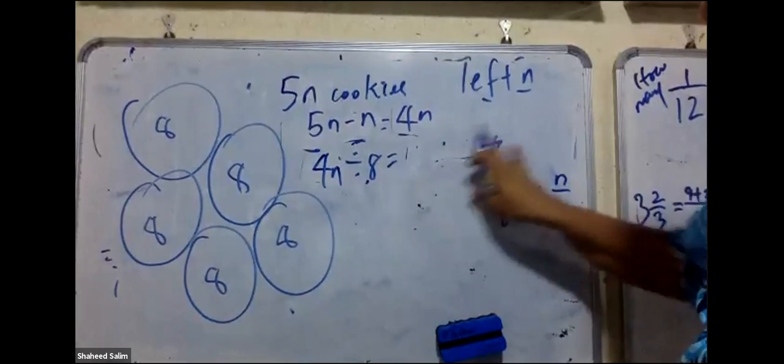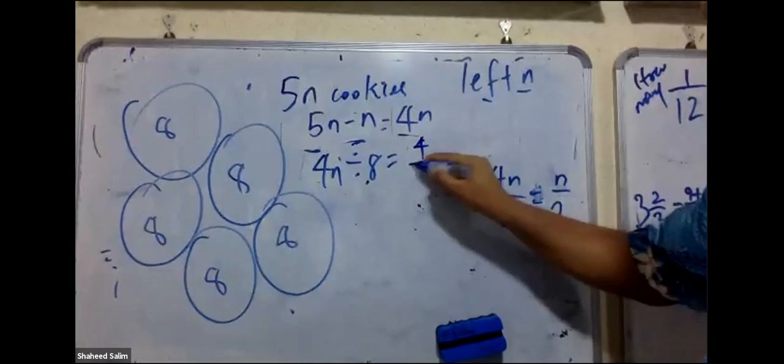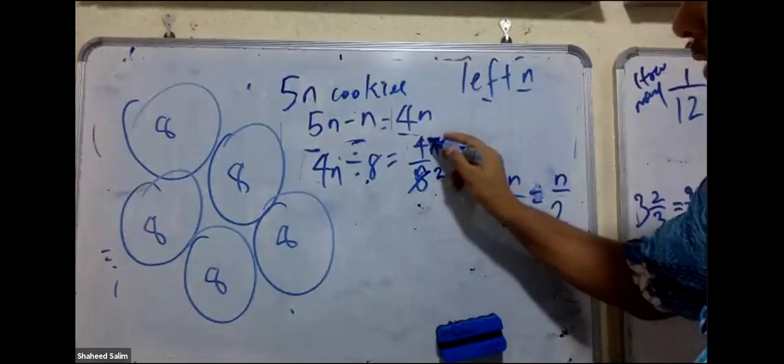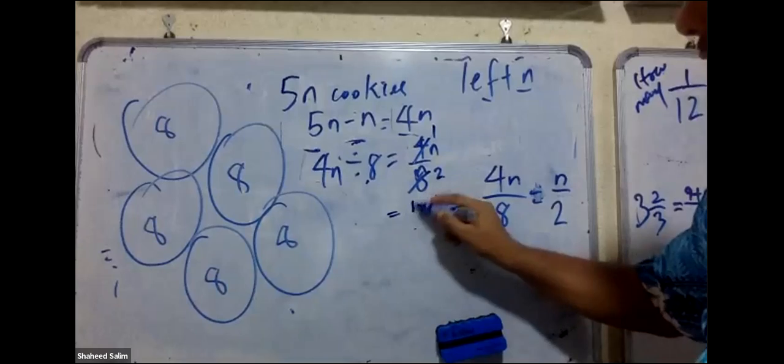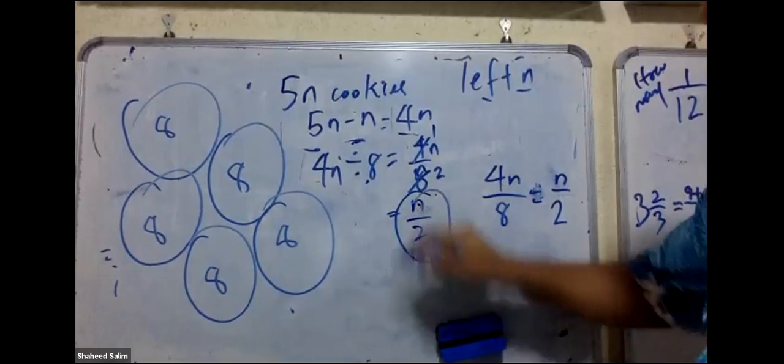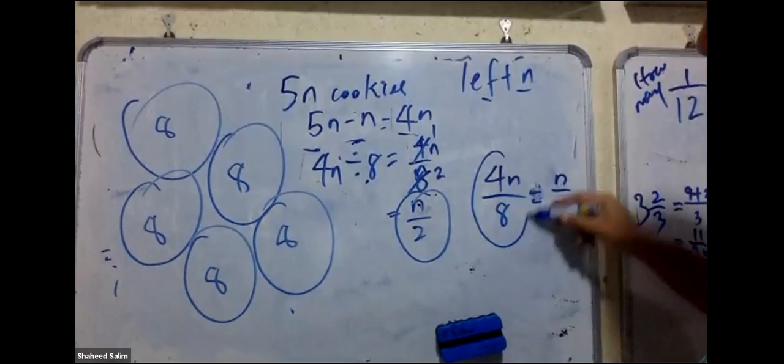So you get what? The answer is different now. 4n over 8. But down here, you can still divide by 4. You get 2. Divide by 4, you get 1. So it's n over 2. It is the best answer. But this is also correct.